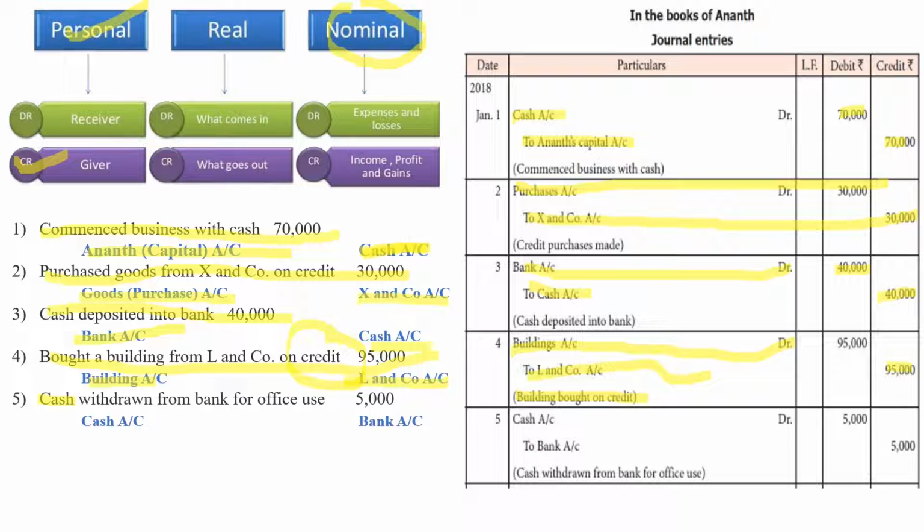Last transaction, cash withdrawn from bank for office use. This is for office use, not personal use. That's why cash is involved and bank is involved. Cash would be debited because we took something from the bank and brought it into the company. That's why it has come to us. This is a cash transaction and this would be debited. Another one is bank. Bank is an artificial person and it is the giver for $5,000 and the narration is cash withdrawn from the bank for office use.